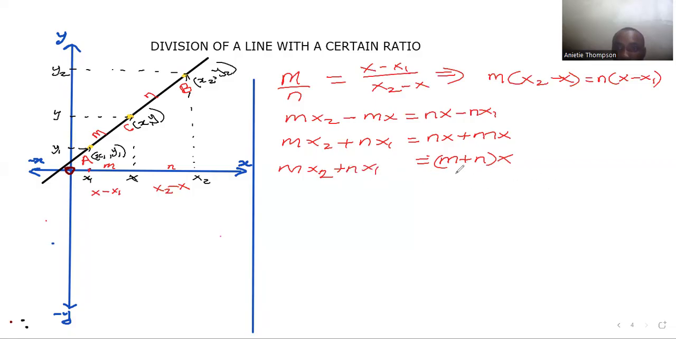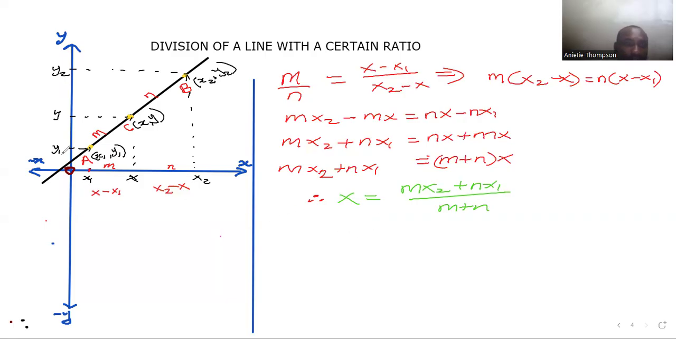If I divide both sides by the coefficient of x, which is m plus n, then we can see that the value of x is equal to mx2 plus nx1 divided by m plus n.